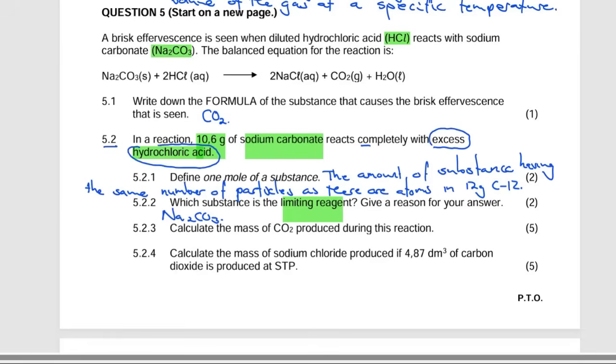So what does that make sodium carbonate? It makes it a limiting reagent. It means it's going to be used up, so it's going to determine the amount of product that is going to be formed, right? So the reason is, I can say, because it reacts with excess HCl. We're told at the top that HCl is in excess, right?